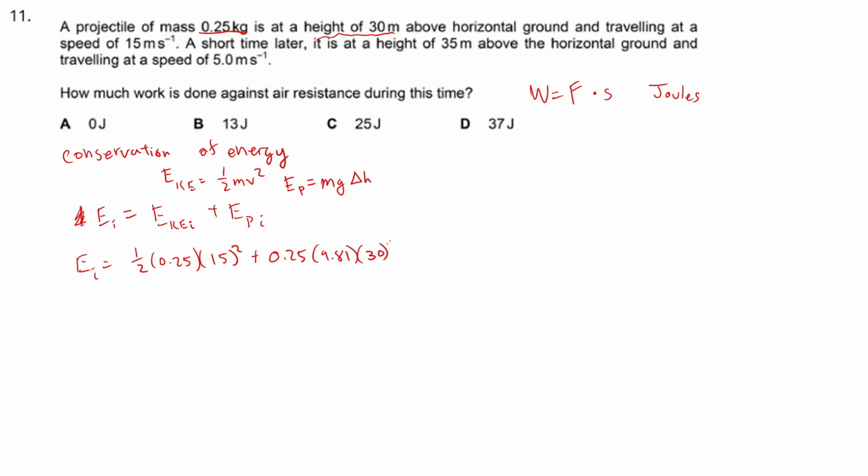And this is going to be equal to our E final, where E final is equal to the kinetic energy final plus the potential energy final. So in this case, we have 1/2 mv squared. m doesn't change, so it's 0.25. Our v is going to be 5 here, 5 squared, plus m, so 0.25, multiplied by 9.81, multiplied by 35 here. And you just have to use your calculator to calculate this out real quick.